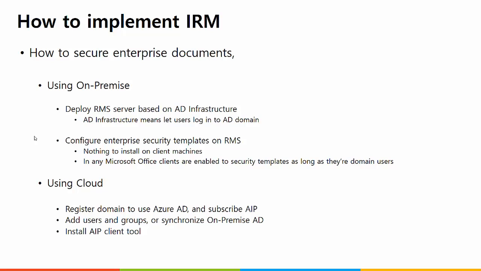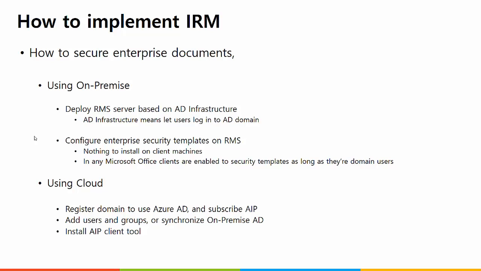AD infrastructure, which is a Windows component, means that you just log into the AD domain, and then you need to configure the enterprise security templates. Once you configure any permission for the document, the users can then use the security template. Actually, the users don't configure AD and RMS servers on the client.